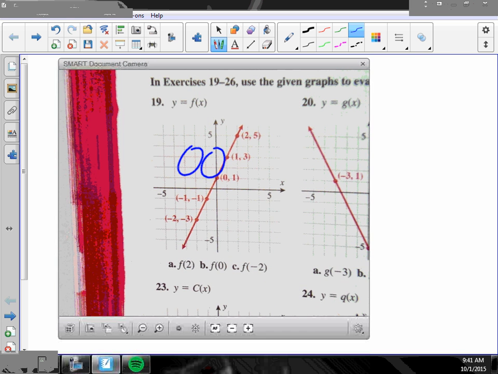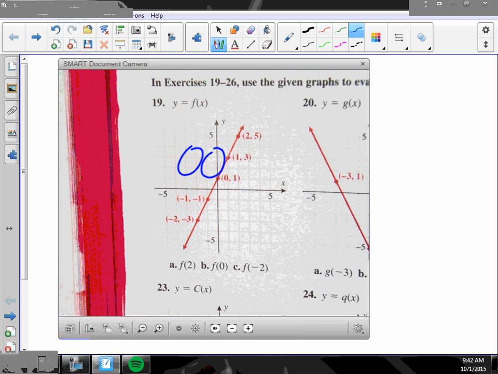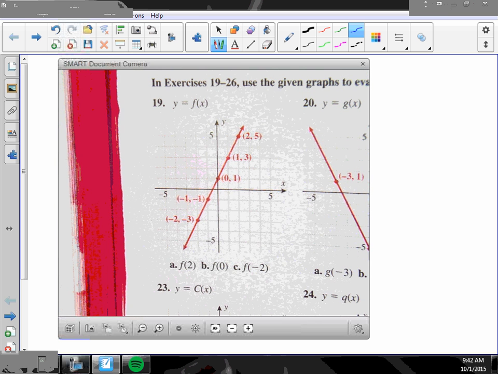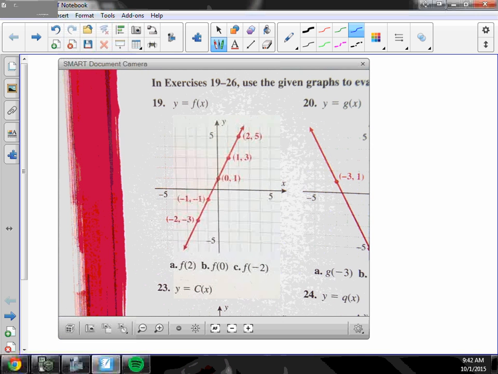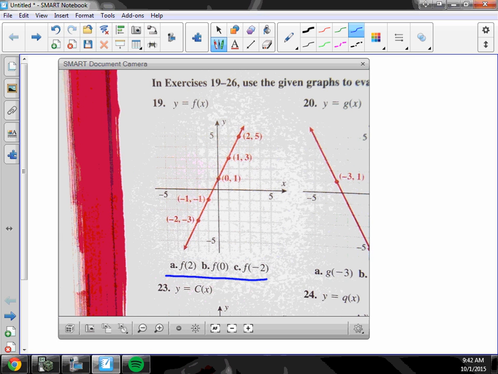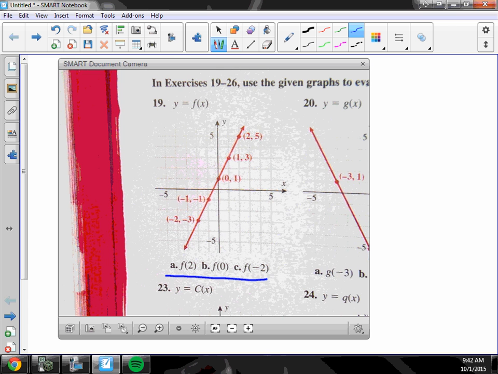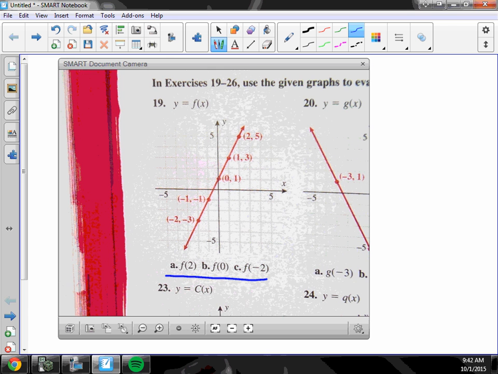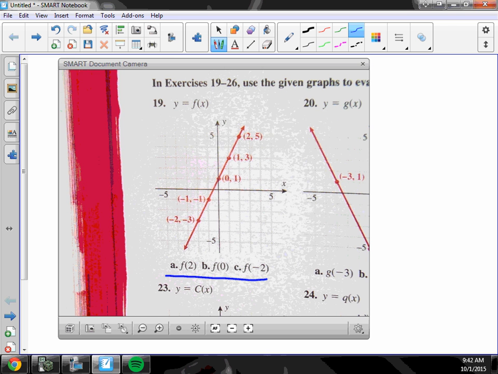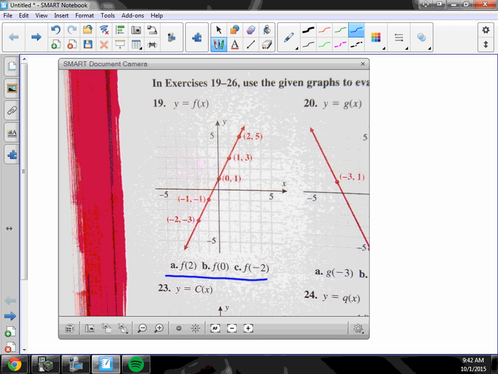All right, and then if we start in 19, it says, use the given graphs to evaluate the function. 19. So this is actually really easy. We have 3 questions to answer. Letter A says, what is f of 2? Looking at the graph, what is f of 2? Well, what's the y value when x equals 2? 5. What is f of 0? 1. What is f of negative 2?